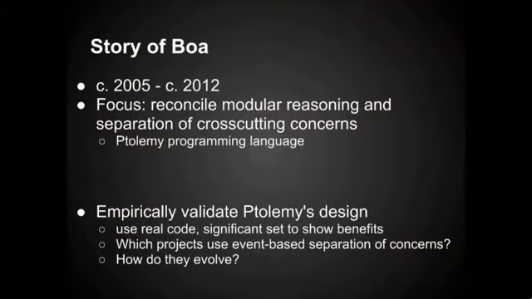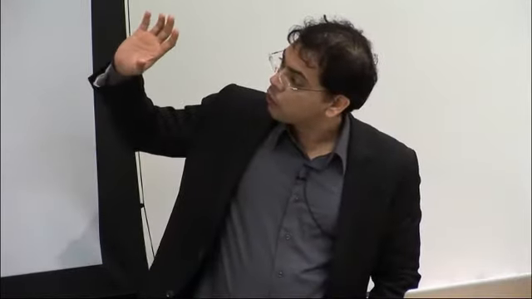So to tell you a little bit about how I came to BAW, from 2005 to 2012, the focus of my work was reconciling modular reasoning and separation of cross-cutting concerns. I worked on a language called Ptolemy with Professor Gary Leavens from University of Central Florida, whose primary goal was to do this. And as part of language evaluation, we wanted to empirically validate Ptolemy's design. We wanted to use real code, and a significant set at that, to show benefits.